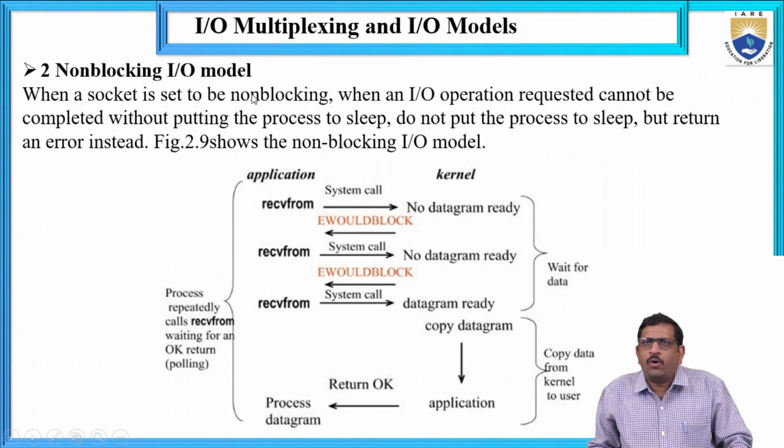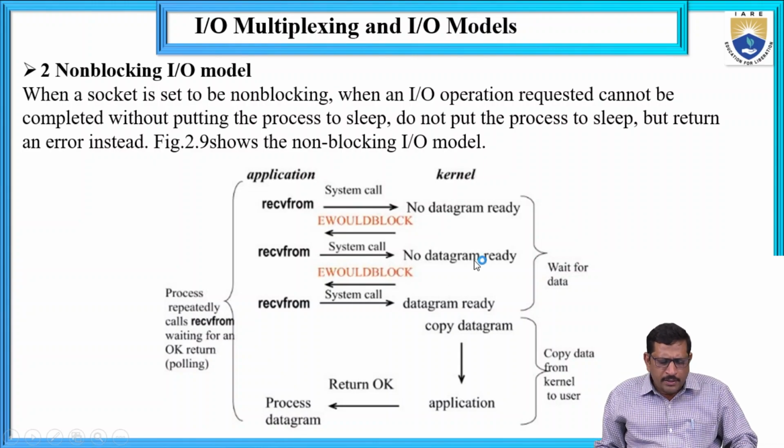Here is the non-blocking input-output model. When a socket is set to non-blocking, and an IO operation is requested that cannot be completed without putting the process to sleep, it does not put the process to sleep, but returns an error instead. This is the figure of the non-blocking IO model.